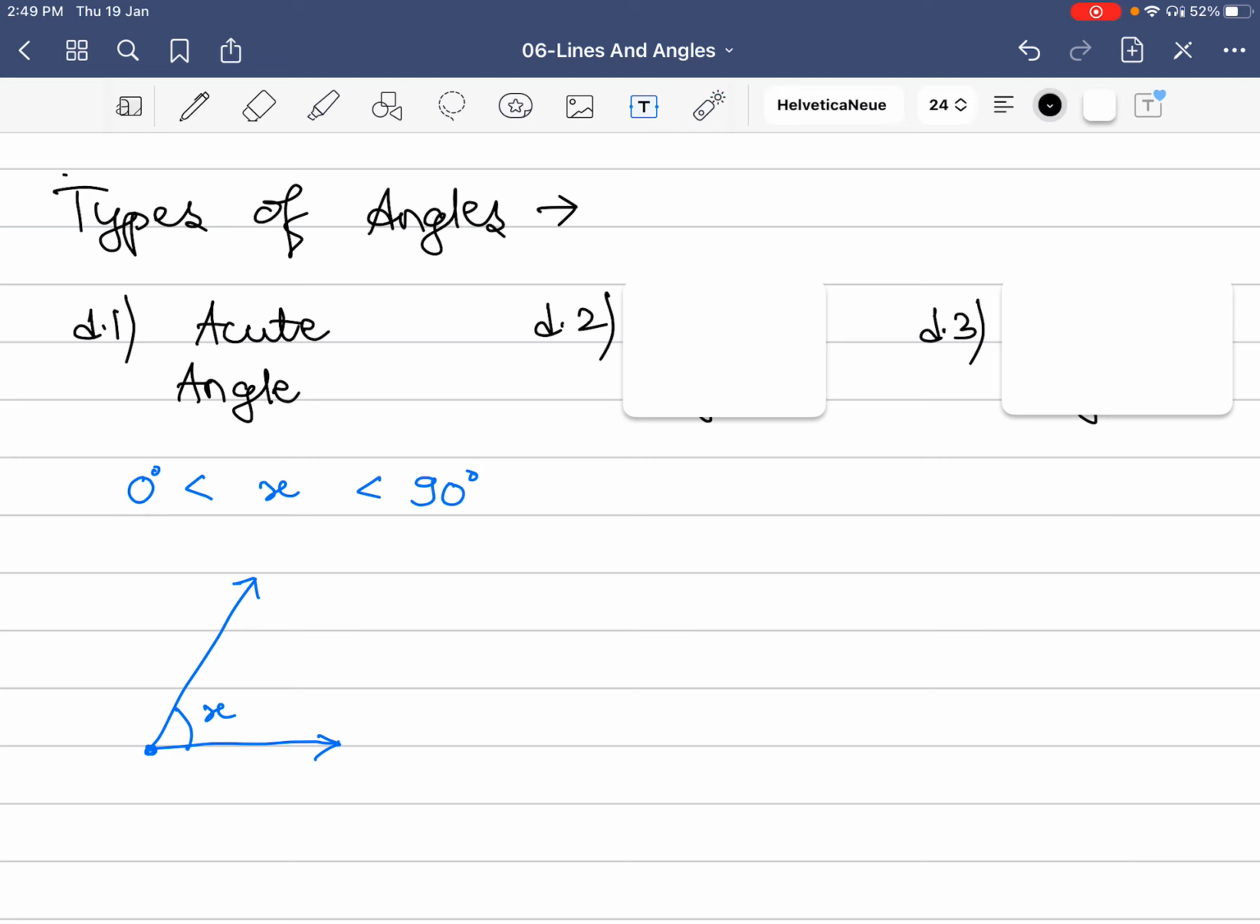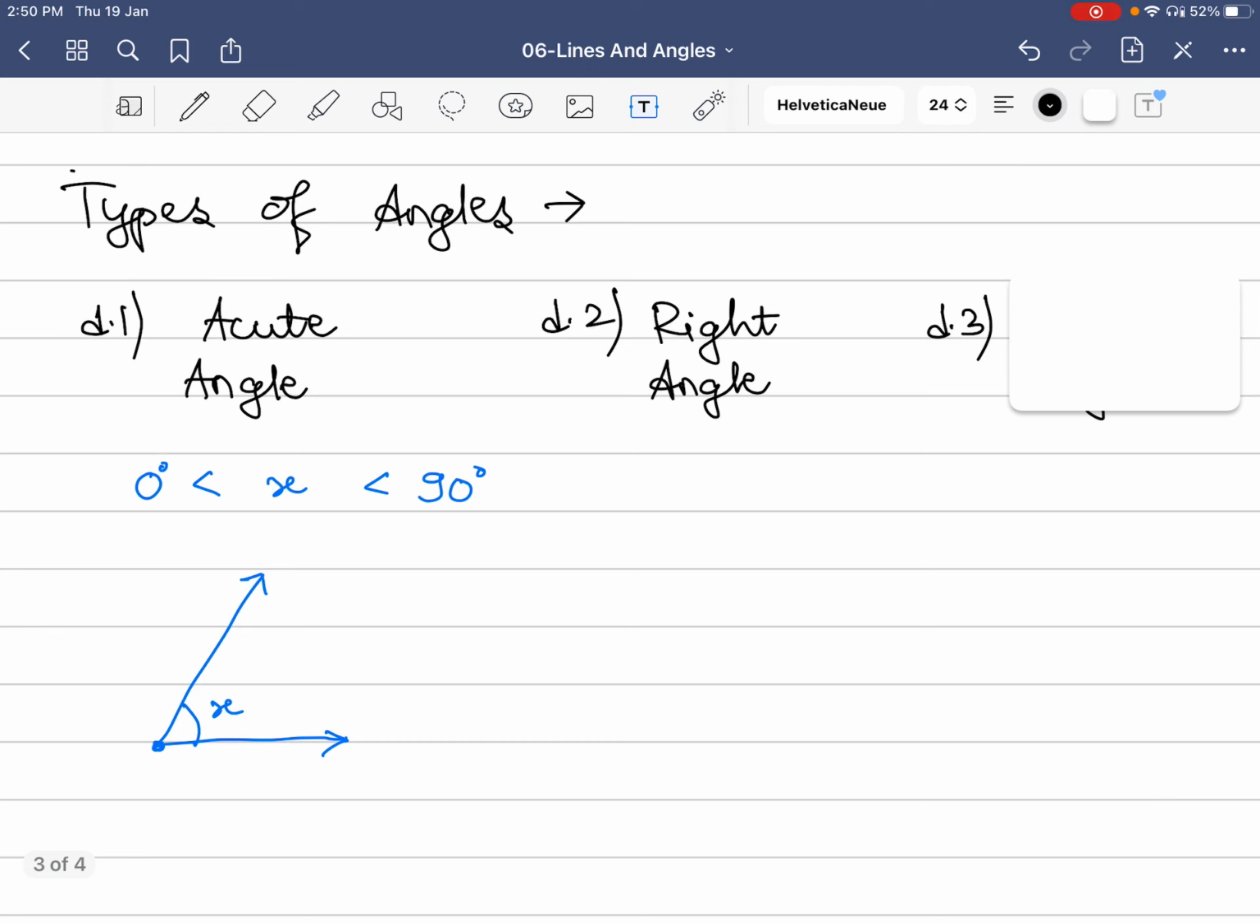Now next type of angle is called right angle. So in a right angle, the measure of an angle x is exactly equal to 90 degrees. So the way it looks is something like this. Yes, so this is our right angle whose measure is exactly equal to 90 degrees.